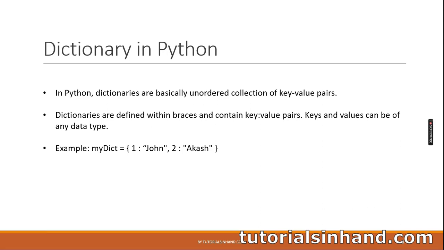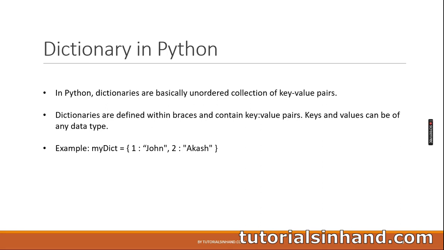Dictionary in Python. In Python, dictionaries are basically an unordered collection of key value pairs. Dictionaries are defined within braces and contain key value pairs. Keys and values can be of any data type. mydict equal to 1, John, 2, Akash. Basically, your dictionary is, to a great extent, like a JSON. You assign a variable where you have key value pairs and you can access the value using the key.